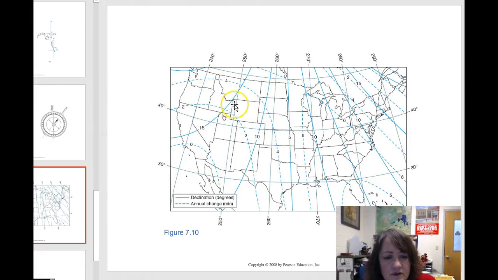You can see if I was right here at the intersection of Montana, Wyoming, and Idaho, that the magnetic declination was about 15 degrees, so we're just a little bit shy. The solid lines show the declination. In other words, the difference between true north and magnetic north.